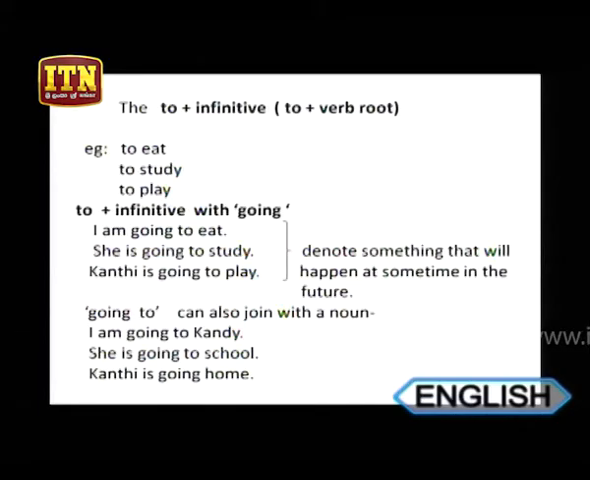Now doesn't that give another meaning? It does not indicate the future. It shows that you're doing something at the moment. She is going to school. It's the present continuous. But remember, when the "to" joins with a noun, the meaning is different. So if you're writing "I'm going to" with the infinitive form of another verb, then it's going to give you some other meaning.